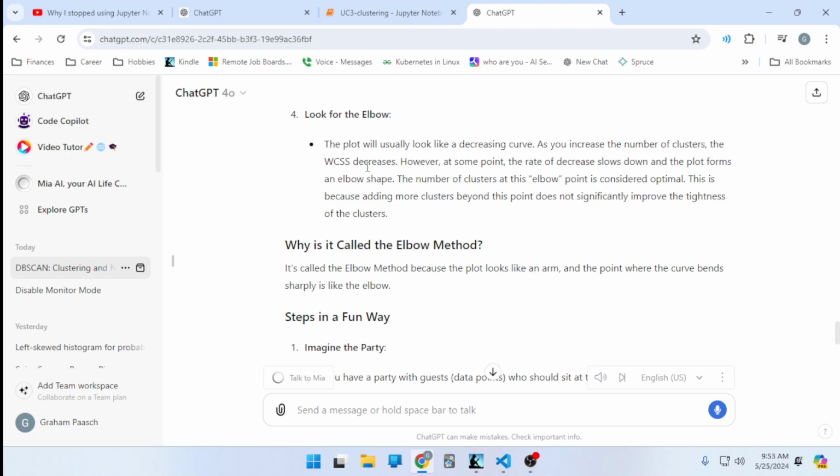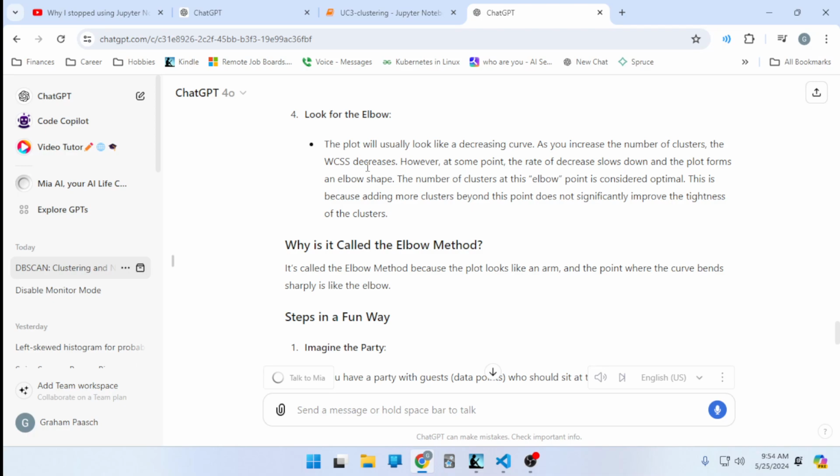Example scenario: let's say you're trying to group your party guests into clusters. Here's how the elbow method helps. One table. Everyone is at one big table, but it's too crowded. Two tables. Two groups form, and it's better. Three tables. Three groups form, and it's even better. Four tables. Four groups form, and the improvement is noticeable. Five tables. Five groups form, but the improvement starts to slow down. Six tables. Six groups form, but the improvement is minimal. If you plot this, you'll see a sharp bend at 4 or 5 tables, indicating the optimal number of clusters.